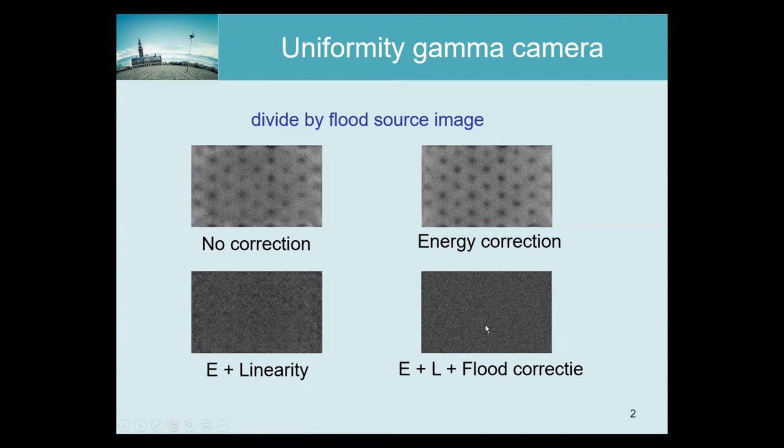And then in principle, you could stop here, but to be sure, all vendors apply an additional flood correction, which is produced by measuring an image like this, but measuring very long, such that we don't have an important noise contribution. And then you just assume that that is a uniform image. So you correct by multiplying with the mean of that image and dividing pixel by pixel with that image.